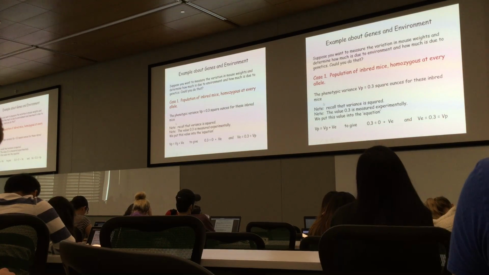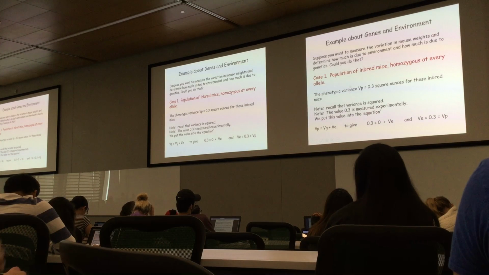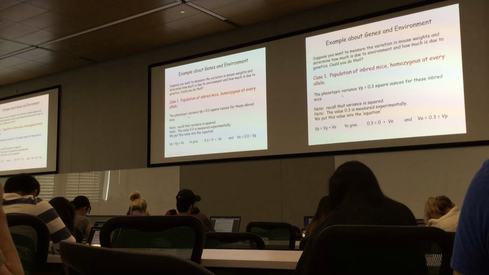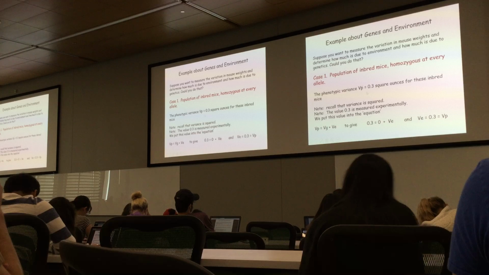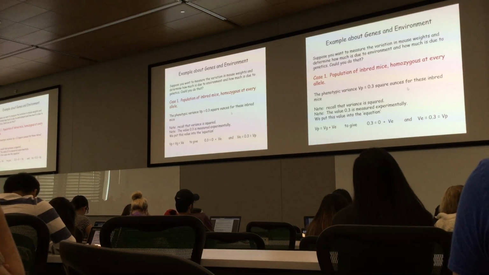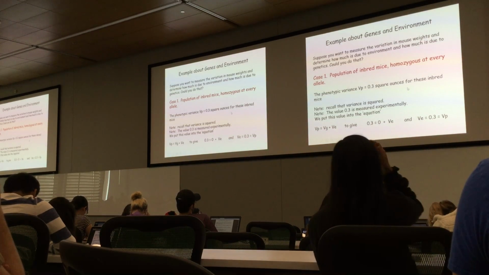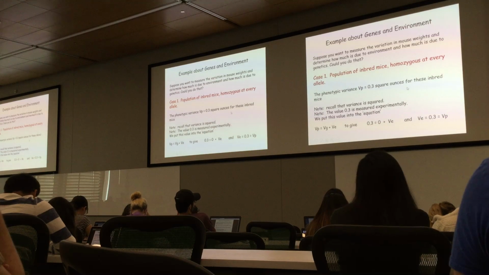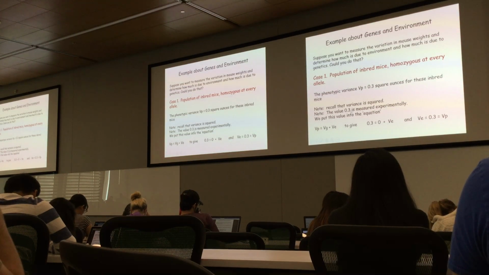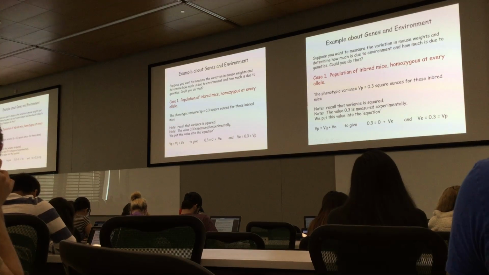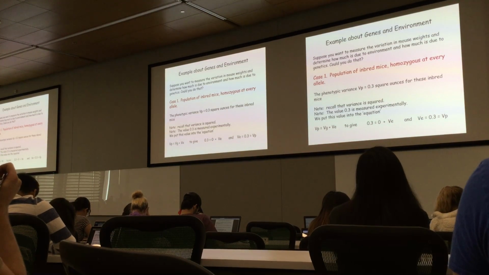So what we do is we measure the phenotypic variance in this population, let's just say in our pretend example, as being 0.3 square ounces for this particular set of inbred mice. And some notes, variance is squared. I'm not worried so terribly much about that because you see it used correctly and incorrectly in lots of different places. But the value 0.3 is measured experimentally. It's not something that you just say, oh, I know it's got to be 0.3. This has to be measured.